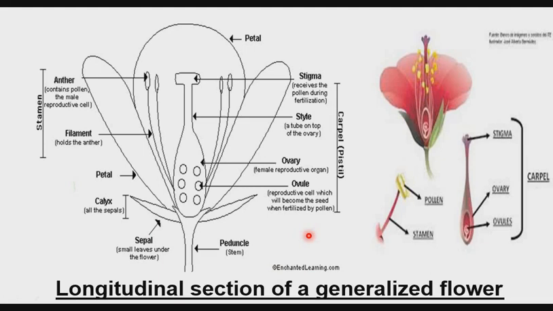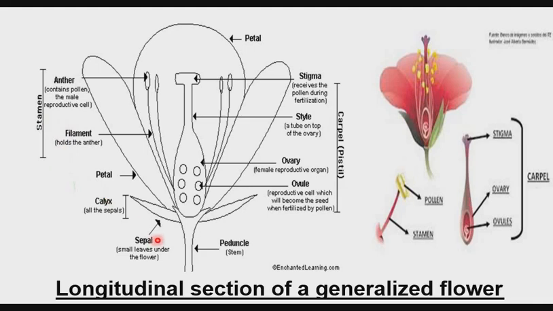The sepals and petals are not directly involved in reproduction. Since they are not directly involved in reproduction, we call them non-essential floral parts. While we have the stamen and the carpels as the essential floral parts. They are vital for sexual reproduction.